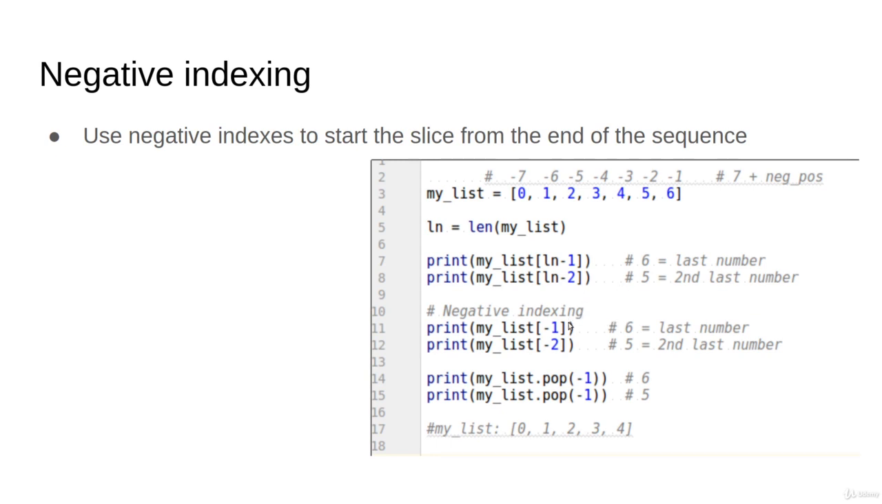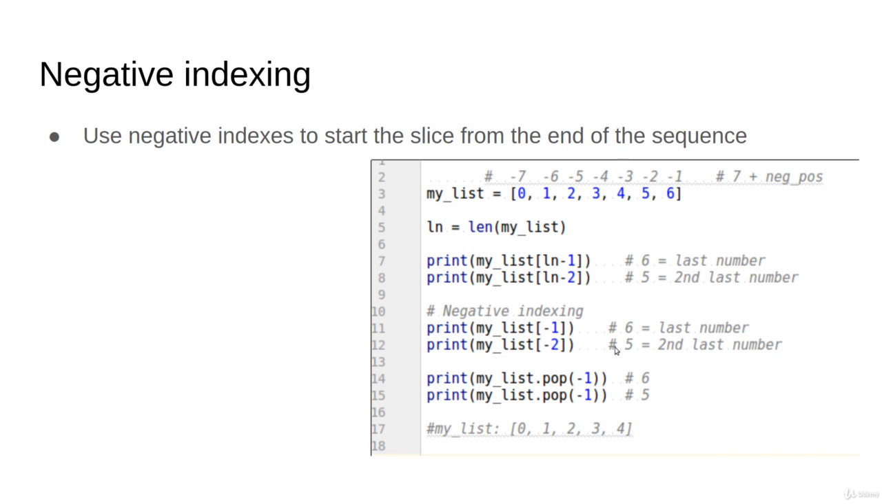To get a sense of where the corresponding positive index is exactly, just add the length. For example, 7 plus minus 1 is 6, 7 minus 2 is 5, 7 minus 3 is 4, 7 minus 4 is 3, and so on.